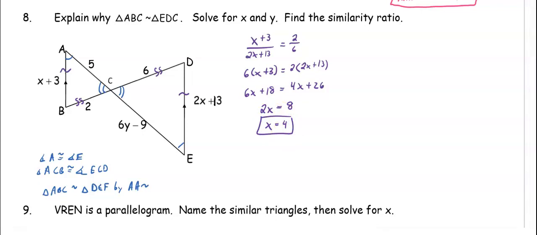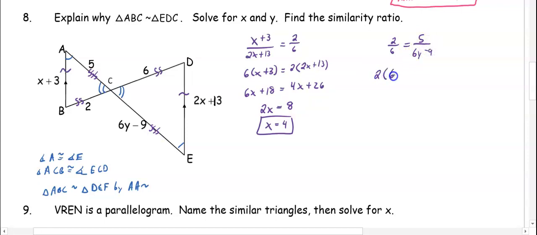Then to find y, we're going to stick with the 2 over 6, and we're going to set it equal to the last set of sides. So we would have 5 over 6y minus 9. So as we cross multiply, 2 times 6y minus 9 equals 5 times 6. 12y minus 18 equals 30. We can add 18 to both sides. 12y equals 48. We can divide by 12. So y is also 4.